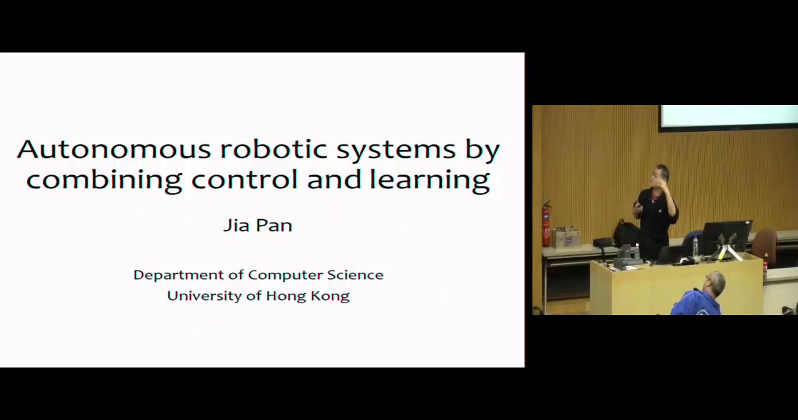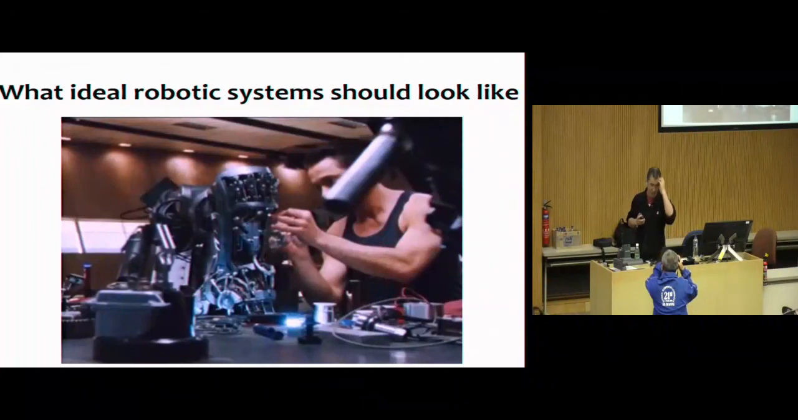So today I'm going to talk about how to use both control and learning in order to implement some advanced autonomous systems. Okay. Before we go into details, let's first look at what the ideal robot system is that we would like to have.